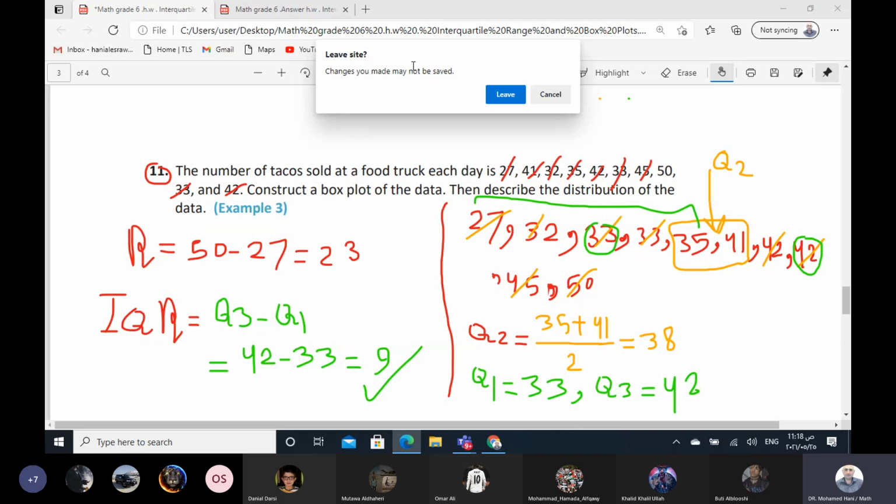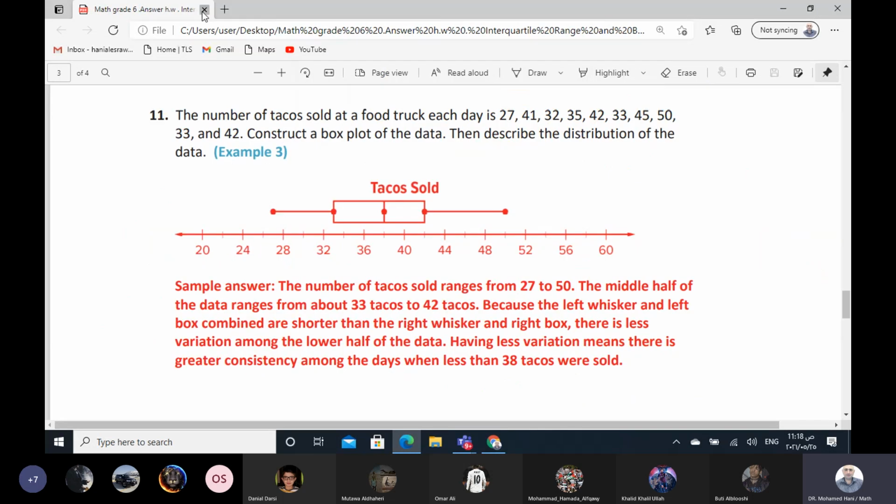Okay, let us take attendance, then you can leave.